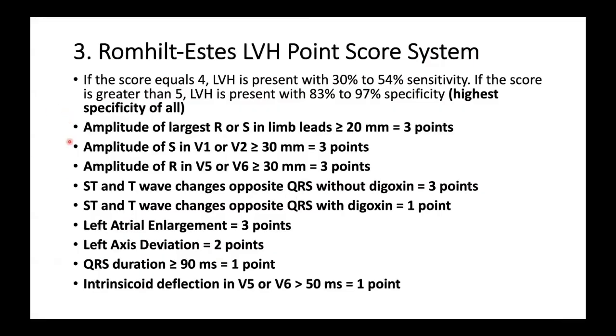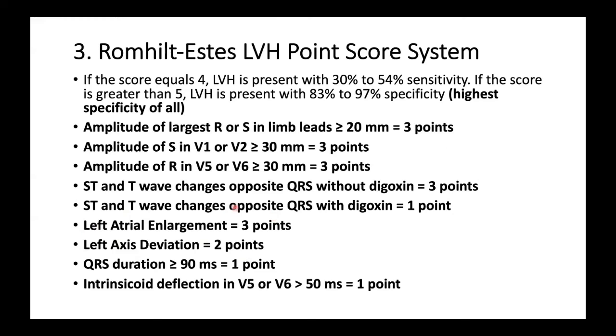You see the limb leads. In limb leads, if any of the limb leads is more than 20 millimeter, then you get 3 points. In precordial leads, if V1 or V2 or V5 or V6 has 30 mm, any of these leads, then again it will have 3 points. Now the ST changes, which is known as the overload, STT changes opposite to the QRS, that is what we say LVH with strain. If strain pattern is there in a patient taking digoxin, then we get 1 point, and without digoxin we get 3 points. If there is a left axis deviation, you get 2 points. If there is a left atrial enlargement, you get 3 points.